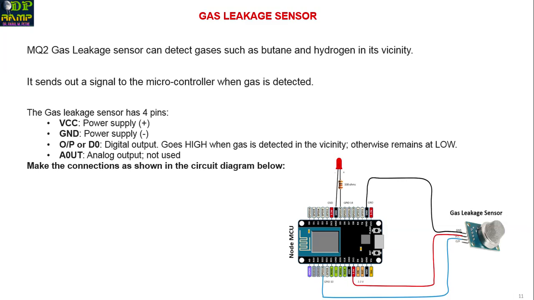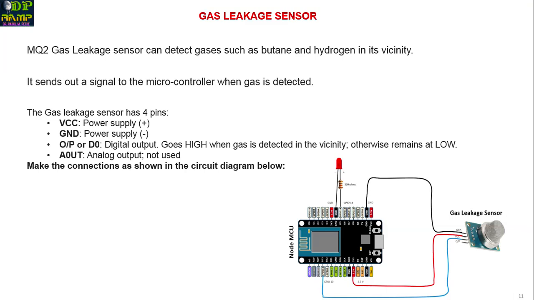VCC is connected with 3.3 volt, and the ground pin is connected to ground, and the last pin, A out, is not in use as it works as an input. So we can initialize the gas leakage sensor as an input. As gas is detected, then the output device, as we see here, is an LED, which will become on or off when the gas is detected.